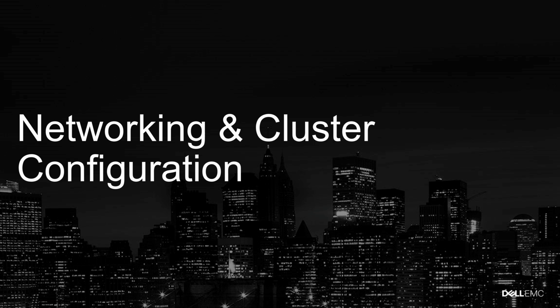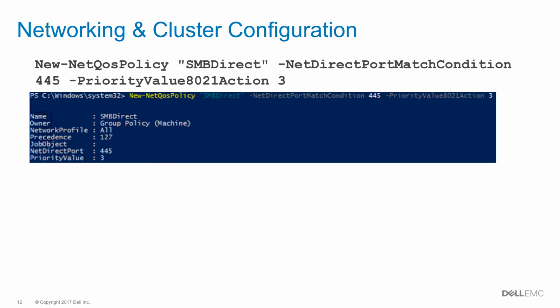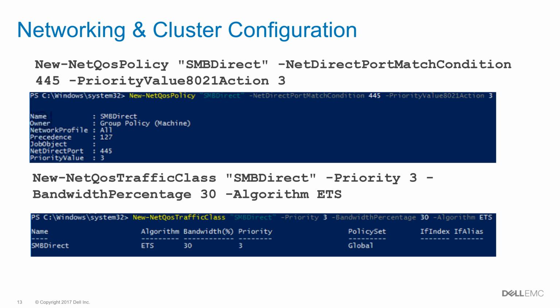Now it's time to configure the networking and cluster. I'll quickly run through the list of steps here, but remember that each step must be performed on each node of the cluster. First, configure the QoS policy by running this command and ensure that it completes successfully. Next, create a new policy for SMB Direct and allocate at least 30% of the available bandwidth to SMB.